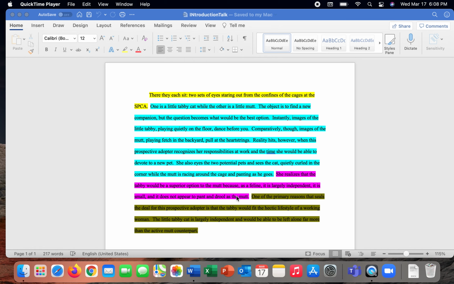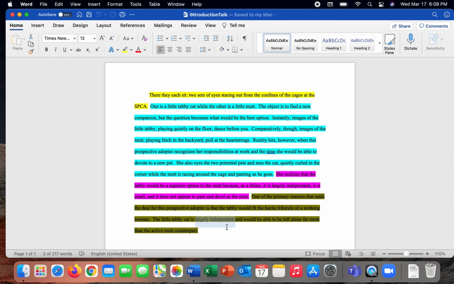Then we have to transition into our first body paragraph. One of the primary reasons that seals the deal for this prospective adopter is that the tabby would fit the hectic lifestyle of a working woman. The little tabby is largely independent and would be able to be left alone far more than the active mutt counterpart. So notice that in this very first, or this transitional phrase here, I'm already picking up on this notion that the cat is independent. So I'm priming the reader to recognize that I'm going to be talking about this independence for that very first body paragraph.